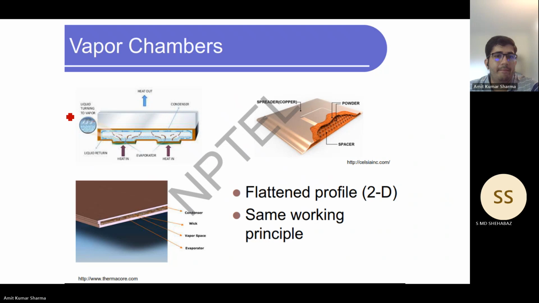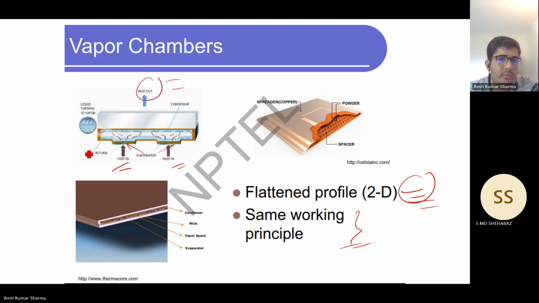Here we can see the vapor chambers. Here you can see the flattened profile. There's a 2D heat transfer principle, the same principle as heat pipes. This is the heat in. This is the evaporator. This is the heat out. Here liquid is converting into vapor. You can see this is in 2 dimensions. So these are vapor chambers.